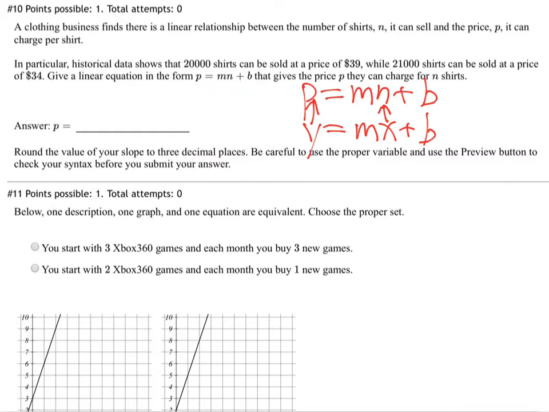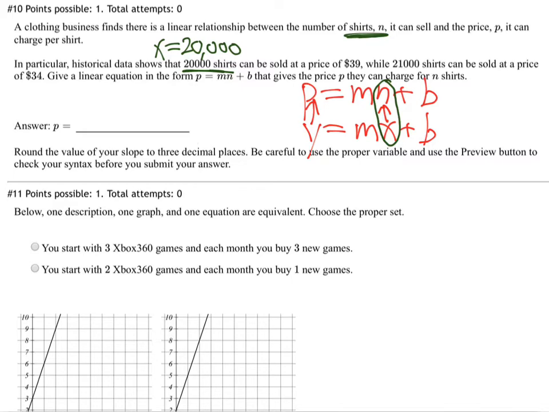Here we go. So when they come in here and they say, 20,000 shirts. Now what are shirts? See up here? Shirts is N. They said it right there. Shirts is N, and N is X. So that's saying X is 20,000. Do you get how I tracked that? Right?